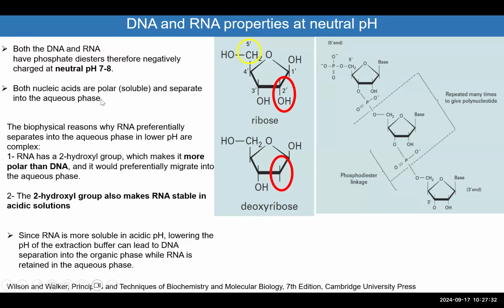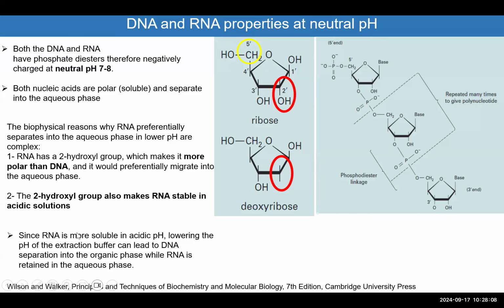So this is important to know, because this OH group renders the RNA more polar than the DNA. In other words, it makes the RNA more stable in acidic conditions, and it renders it more soluble in acidic conditions compared to the DNA. And this is the property that we will use to dissociate RNA from the DNA. So I wrote it down here for you.